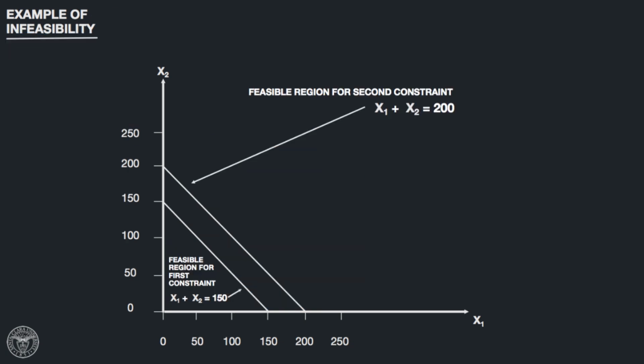The fourth anomaly is infeasibility. In this graph, we can see that we have two constraints. The first one is x1 plus x2 equal to 200. And the second one is x1 plus x3 equal to 150. And we know that it's impossible for us to find any area satisfying both constraints at the same time. So we call this problem infeasible because we could not find the feasible area.